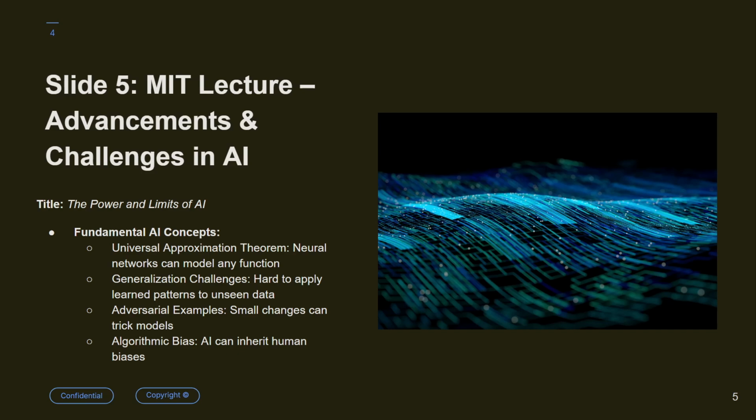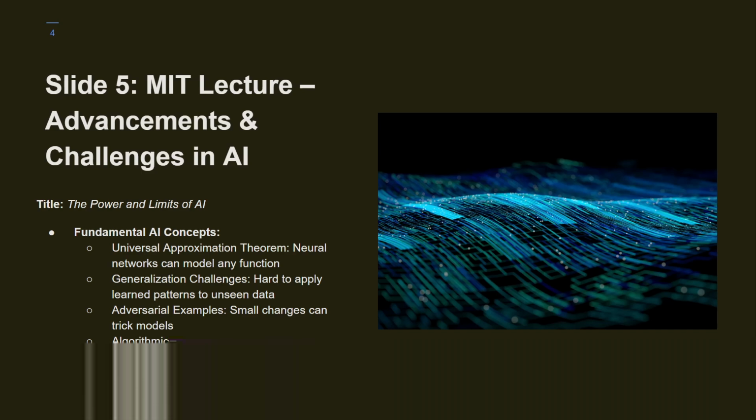The second thing is adversarial attacks. AI can easily be tricked. Changing tiny details in an image can make AI misidentify it. And the third big problem is bias. If AI is trained on biased data, it can make unfair decisions. This is a big issue in areas like hiring or criminal justice. These challenges show that AI still has a long way to go.